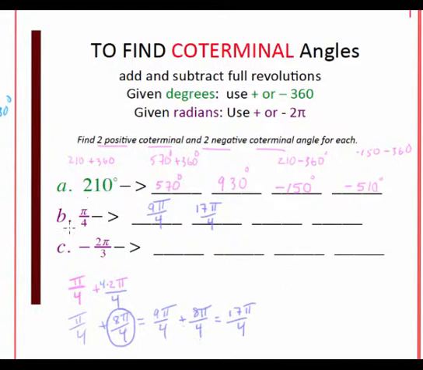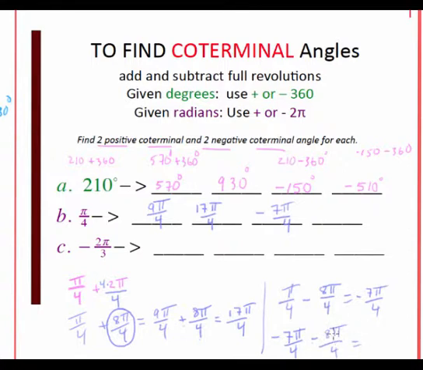All right, now we need to subtract. So let's go back to our original angle, which was pi over 4. And now we need to subtract 1 full revolution. So we're going to subtract 8 pi over 4. All right, so this one is pi over 4 minus 8 pi over 4, which is negative 7 pi over 4. And then now we need to take that and subtract off another revolution. And it looks like we would get negative 15 pi over 4.